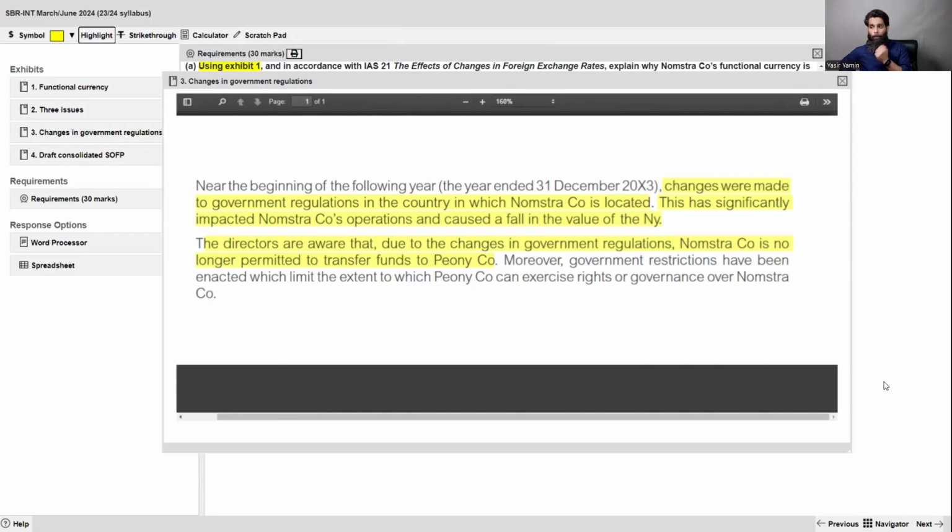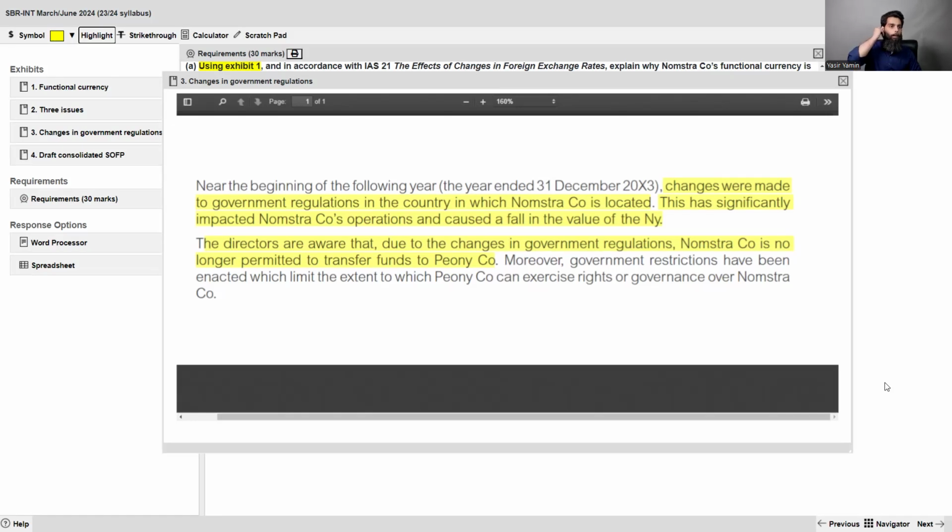Do you think that we have lost control over Nomstra company? I want an answer from everyone. Because at least for the time being, we don't know. The effect of government regulation changes is such that we won't be getting any returns out of Nomstra company. Have we lost control? Somebody is saying yes and somebody is saying no. You need to understand, just due to the fact that dividends cannot be repatriated, this fact alone does not mean that you have lost control. Because sometimes this happens.